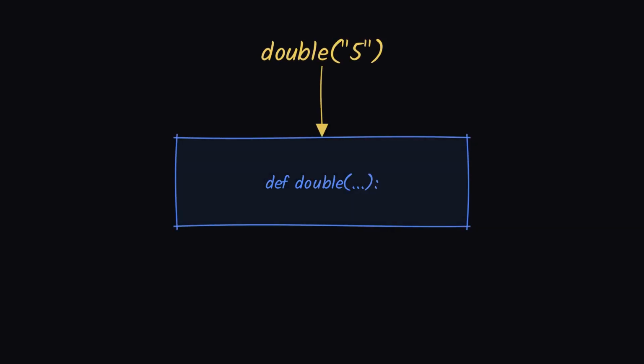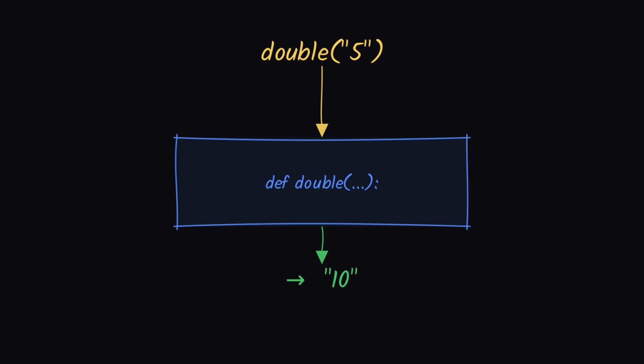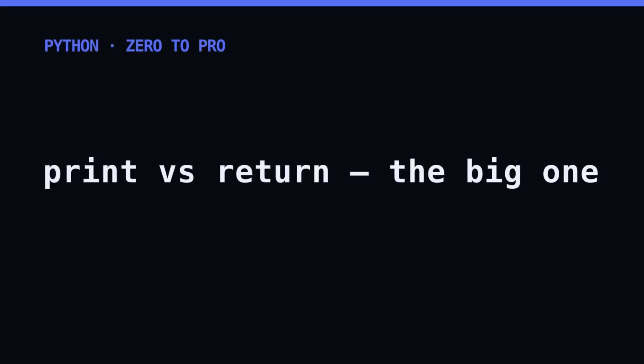We call double with 5. Inside, it computes 5 times 2, and return sends 10 straight back to the call. The whole double of 5 expression becomes 10. That returned value is the function's answer. This is the single most confused thing about functions.